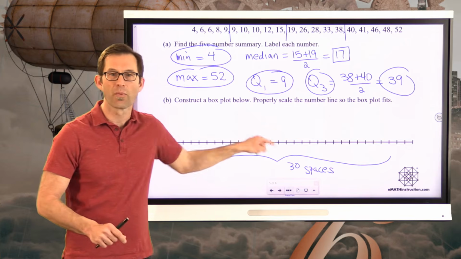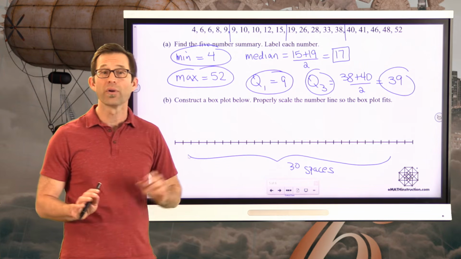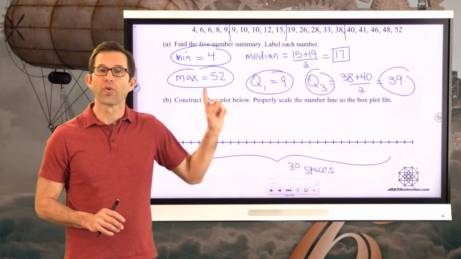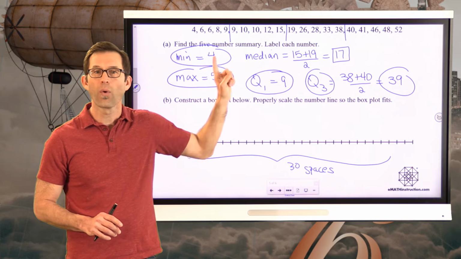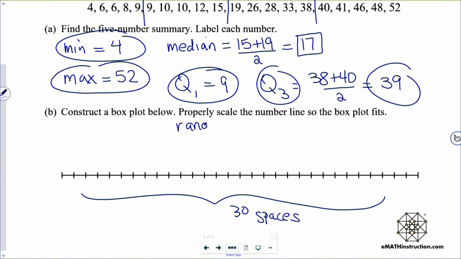Not 30 dash marks, but actually 30 spaces. Now here's why I like to know that number. I then look at the range. What's the range? 4 to 52. So the range is going to be 52 minus 4, which is going to be 48.